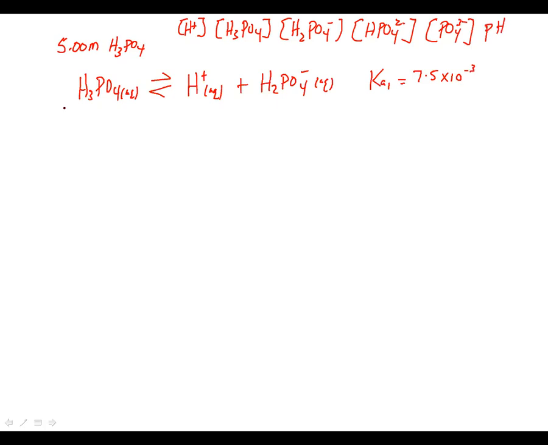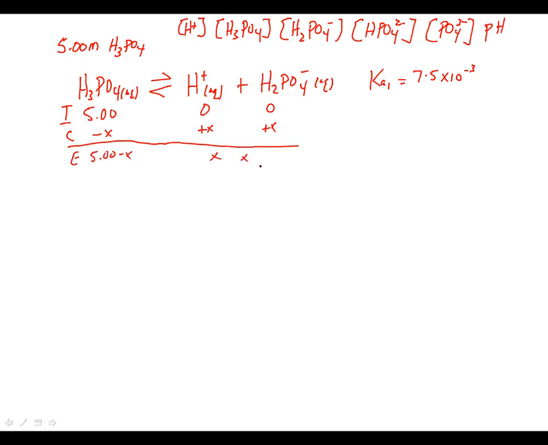So we'll do our ice table. Again, we have 5 molar here. We have 0 and 0. Our change will be minus X, and plus X, just like normal. When we reach equilibrium, we'll have 5 minus X, X, and X.